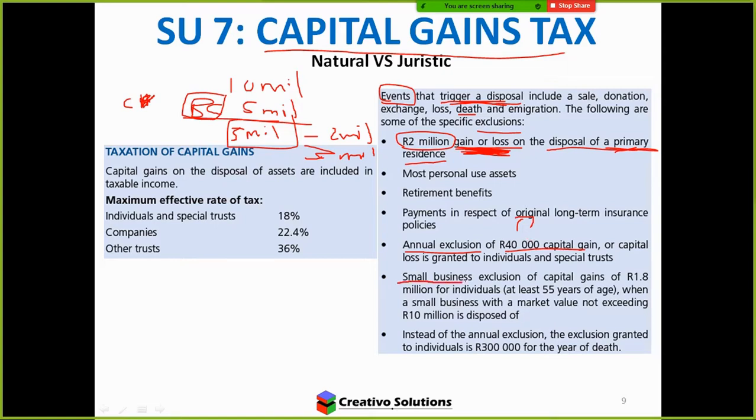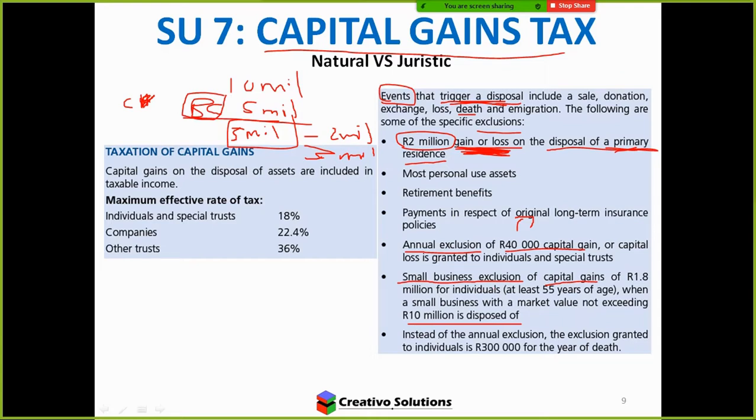Small business exclusion of capital gains. Obviously these are small businesses. So 1.8 million for individuals, and when a small business with a market value not exceeding 10 million is disposed of, you can see that there is an exclusion for businesses. Either an individual owning a business or a small business with a market value not exceeding 10 million.